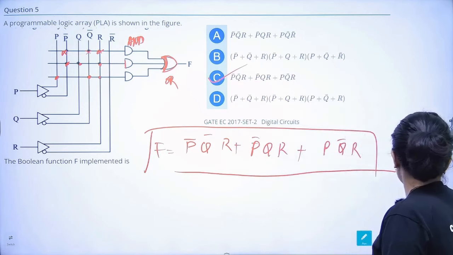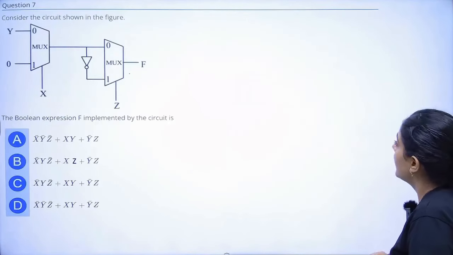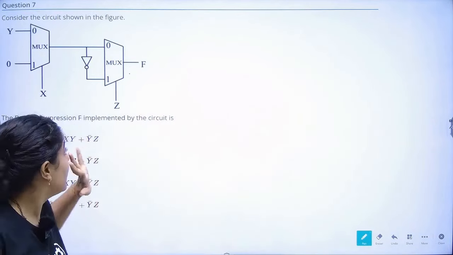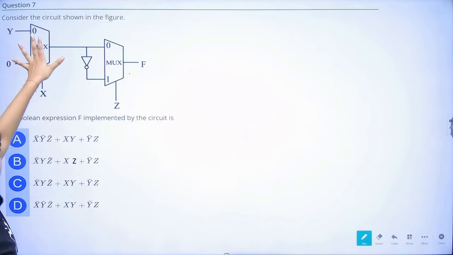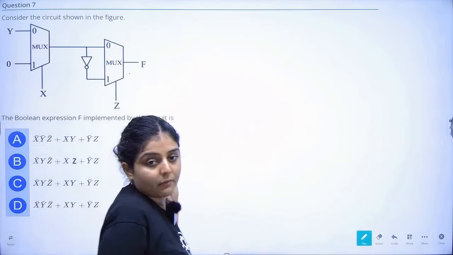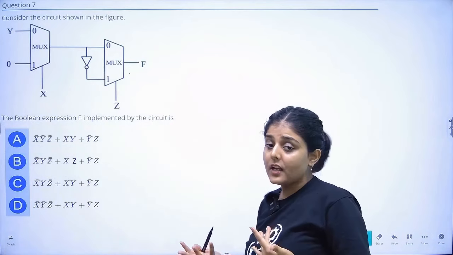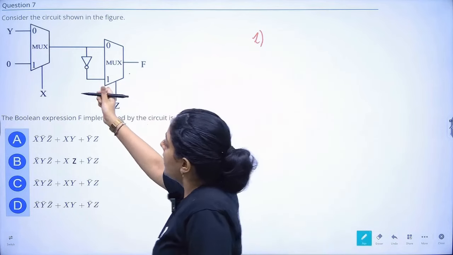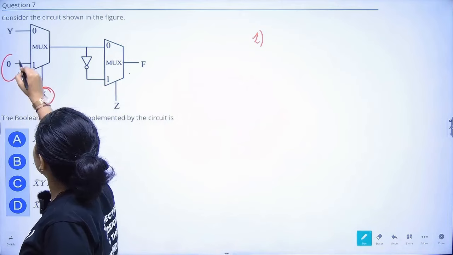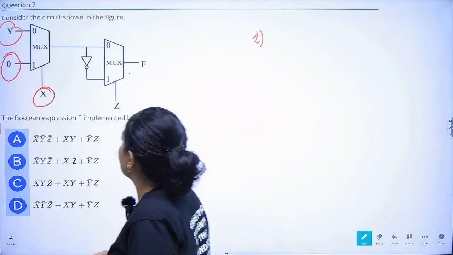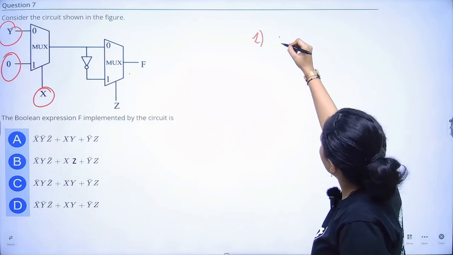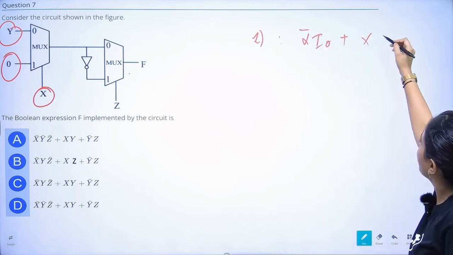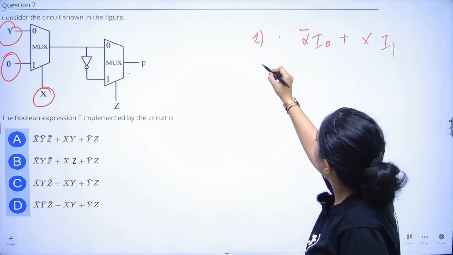Okay, so the next question. The muxes are represented by this shape. It is like 2 cross 1 muxes. Again, the output of one mux is given to the other. Solving it, first mux: the first mux select line is X, with your 2 inputs. So if I write it, X bar I0 plus X I1.